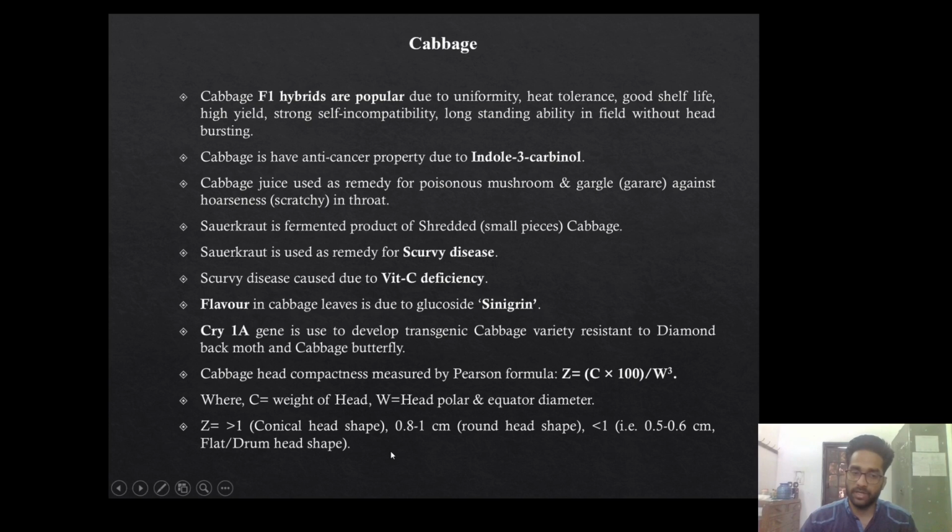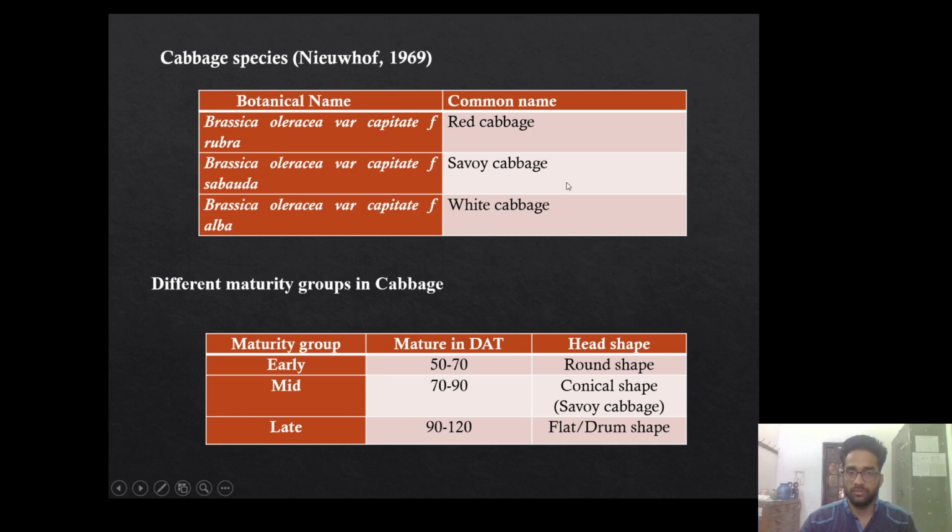Other cabbage species are red cabbage, savoy cabbage, and white cabbage. Red cabbage is Brassica oleracea variety capitata f. rubra. Savoy cabbage is f. sabauda, and white cabbage is f. alba.